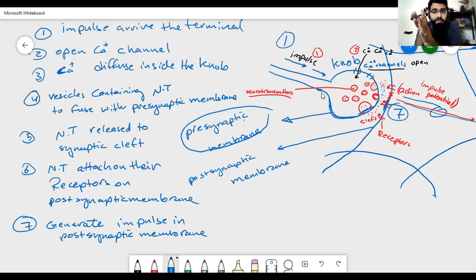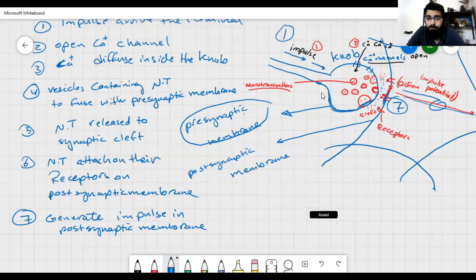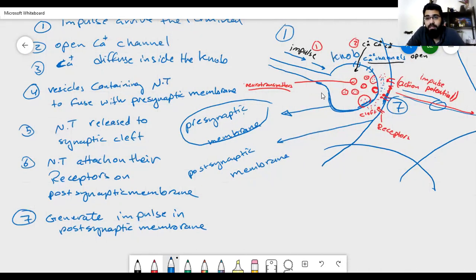The neurotransmitters return back to the knob. It's either one of the following: return back to the knob to be recycled and used again, or there are enzymes here in the cleft. These enzymes' function is to break down the neurotransmitters. So they are recycled or broken down.